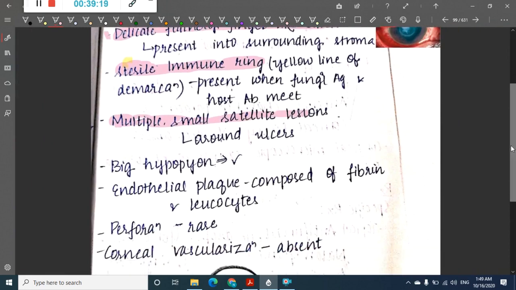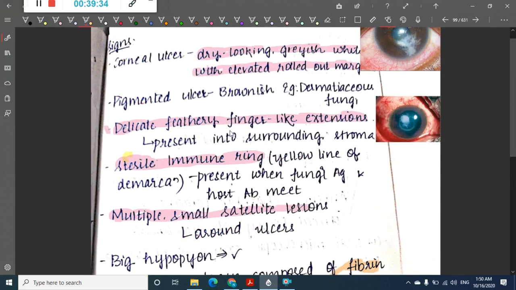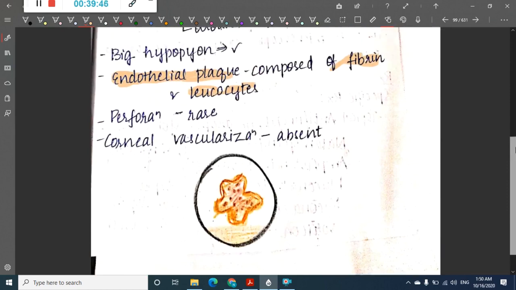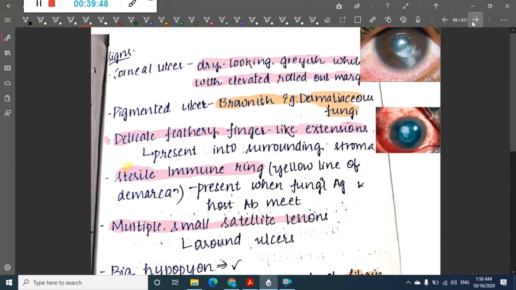Then you can sometimes see hypopyon. The epithelial plaque which you are seeing there is mainly composed of fibrin and leukocytes. Sometimes a brownish pigmented ulcer can be seen, which is caused by dematiaceous fungi. This is the same thing which you can see here.